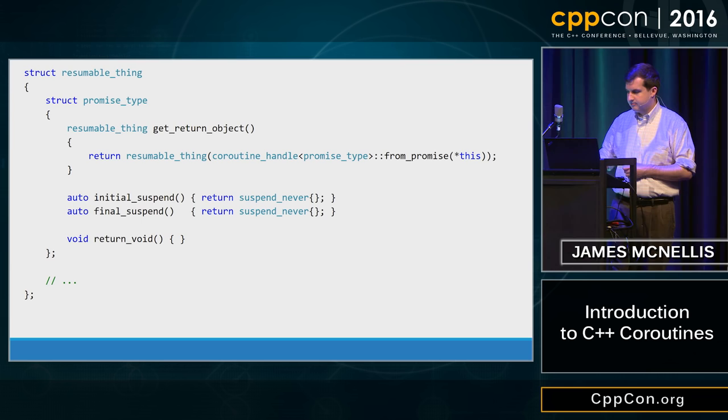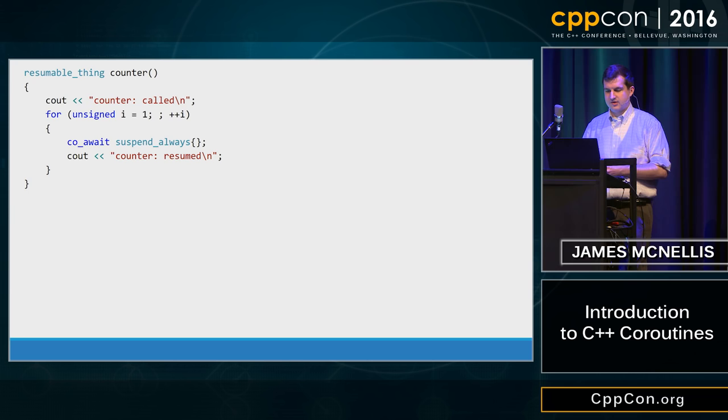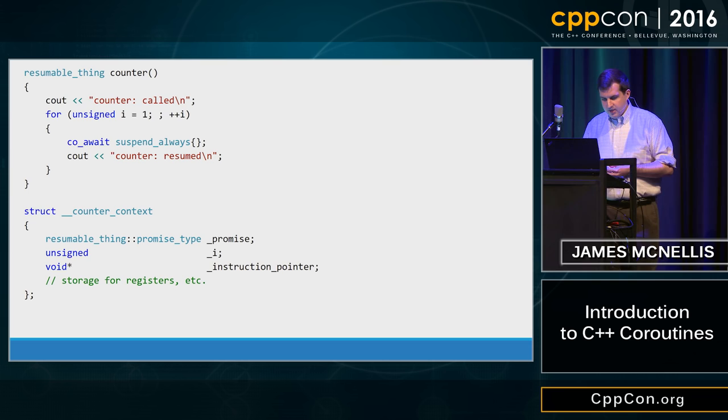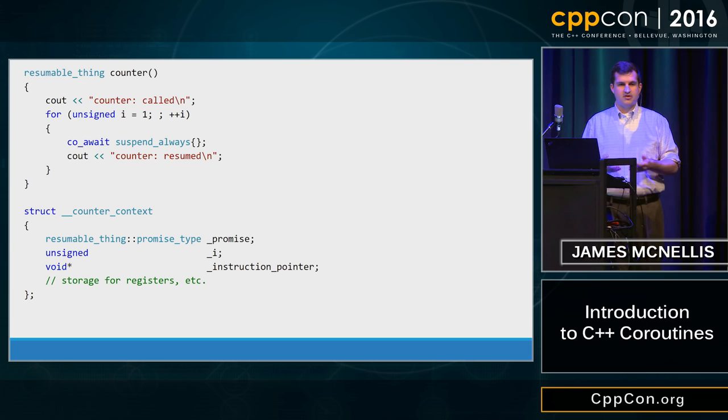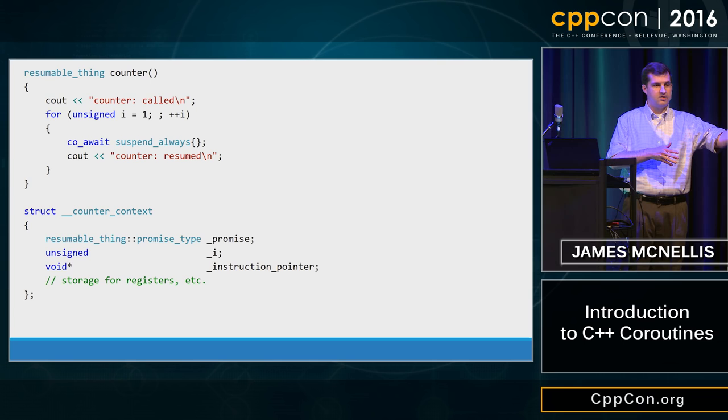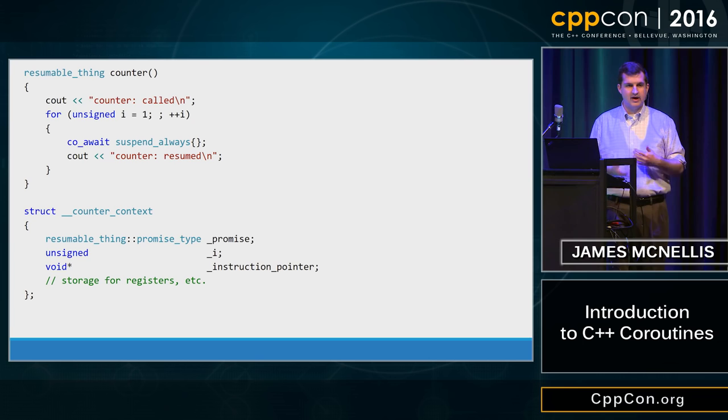So back to this example. So this is the coroutine. The compiler is going to go and generate a context structure for this coroutine. And so here you can see it contains the promise. It also contains our local variable i. And it's going to contain an instruction pointer or something that it can use to, when the coroutine is resumed, go and resume execution where it left off. Additionally, it may need to have storage for particular registers depending on how the compiler optimized the function. It may have other temporary variables it's introduced.